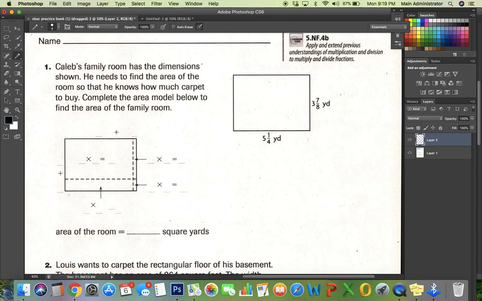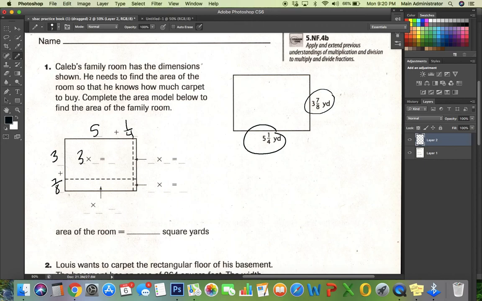Caleb's family room has the dimensions shown, 5 1/4 and 3 7/8. He needs to find the area of the room so that he knows how much carpet to buy. Complete the area model to find the area of the room. So this is like partial products. I'm going to take 5 1/4 and put it here because this is the longer one and 5 is a bigger number. I'm going to take 3 7/8 and put it here. And then I'm going to fill in my blanks.